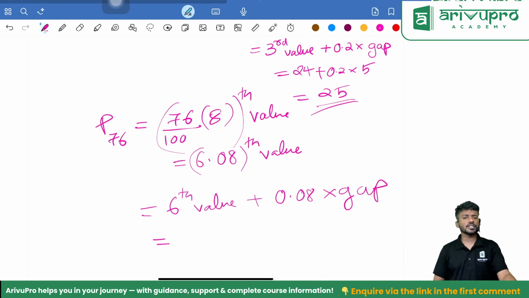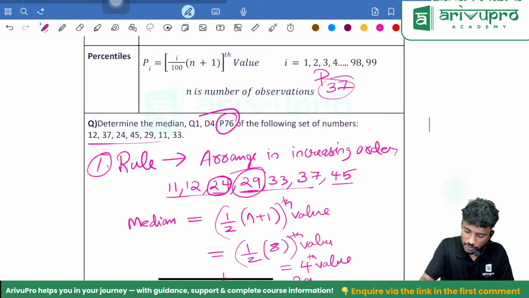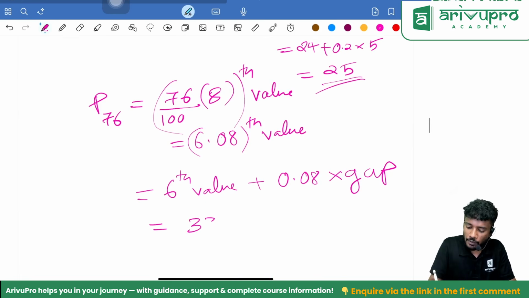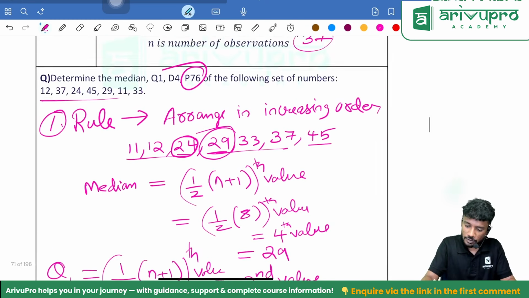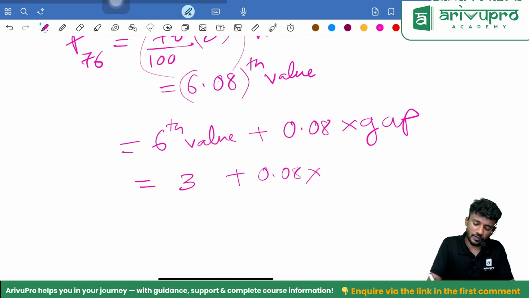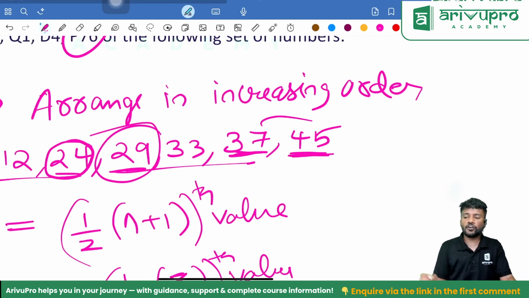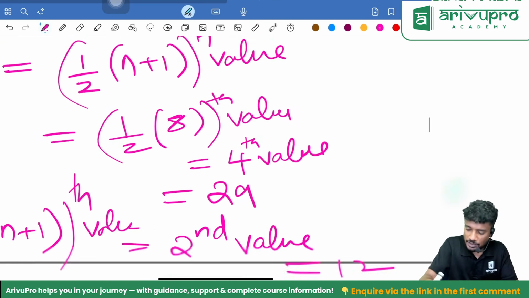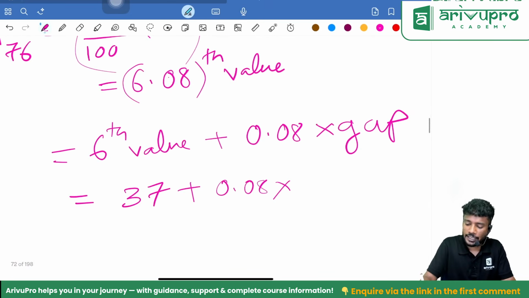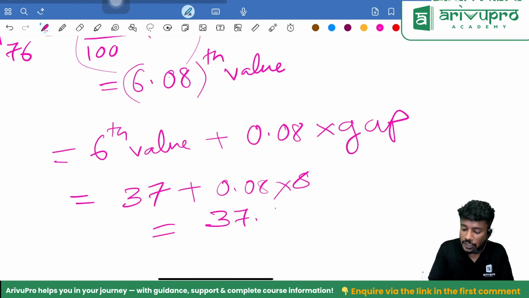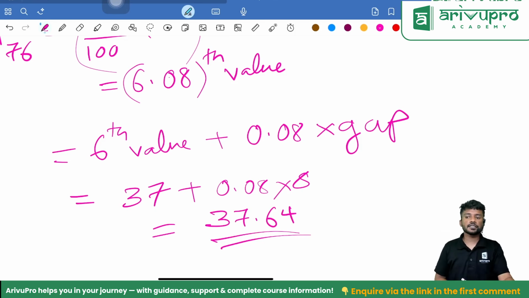So 6th value is what? Do we have a 6th value? Yes, we have. 6th value is which one? 33. So 33 plus 0.08 into gap between, sorry, 37 plus 0.08 into gap between 45 and 37 is how much? 8. Just put 8 over there. You are getting your answer. How much is the answer, people? 37.64. Everyone got the answer?